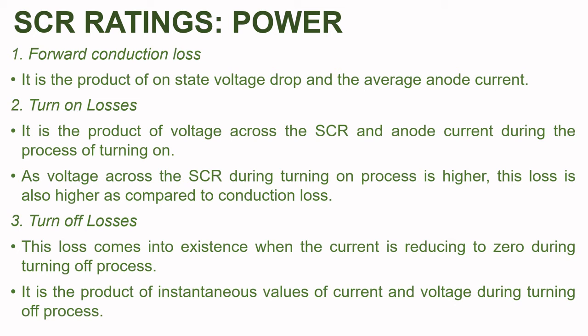Next is turn off losses. This loss comes into existence when the current is reducing to zero during the turn off process. It is again given by the product of instantaneous values of current and voltage during the turn off process.